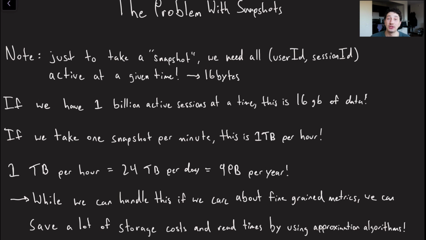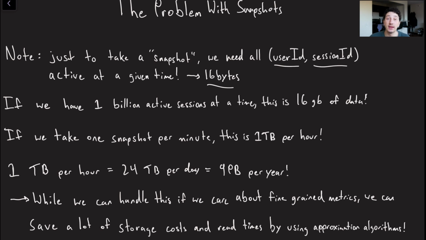Cool. So now let's go ahead and talk about some of these problems with snapshotting. Because I've spoken about these snapshots like they're super easy to make. And the truth is they're not that hard to make, but objectively it is a ton of data, right? Because at the end of the day, if we want to take a snapshot saying at X time which sessions were active, well, we need the user ID and the session ID for every single active session. And this could be like a billion at a time.